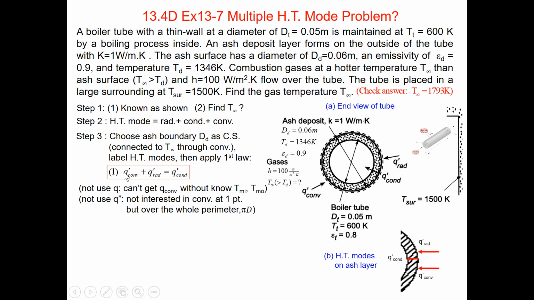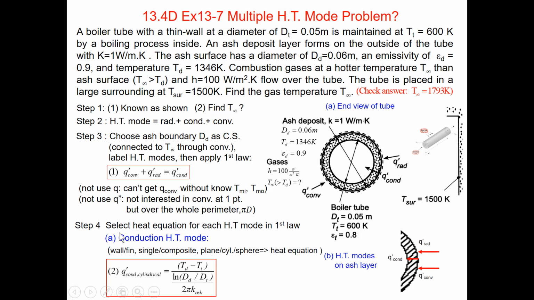If you look at equation 1, the reason we do not use heat rate is that we cannot get the convection heat value without knowing the flow temperature at the inlet and outlet of the tube. The reason we do not use heat flux for the first law is that we're not interested in the external flow convection value at one point, but over the whole perimeter pi d.